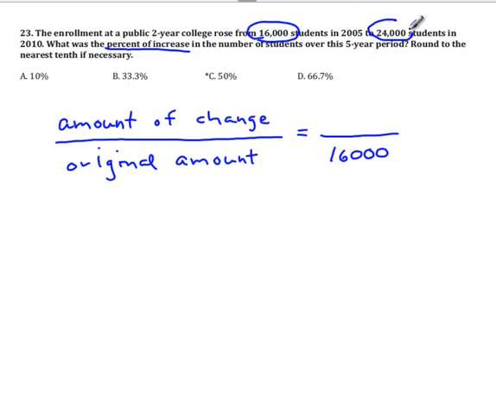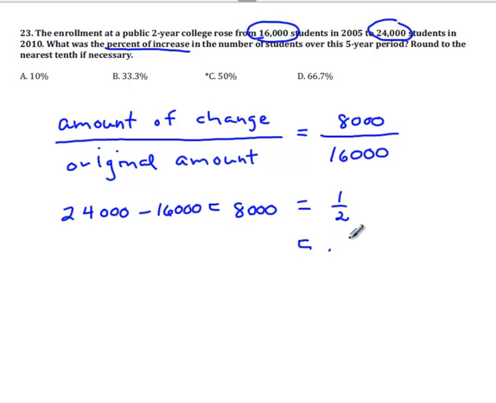to 24,000. Now we have to find the amount of change, so to find the change, take the 24,000, subtract the 16,000, and that's going to give us 8,000. So it went up by 8,000. And if you reduce this, you get 1/2. And of course, 1/2 is 0.5 or 50%. So the enrollment had a 50% increase over the 5-year period.